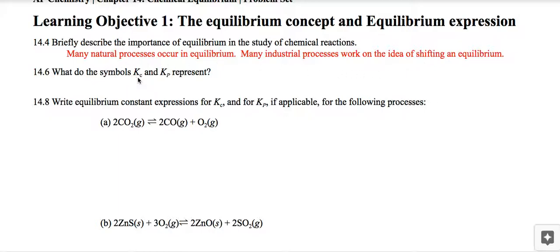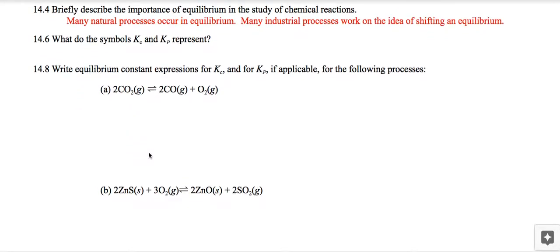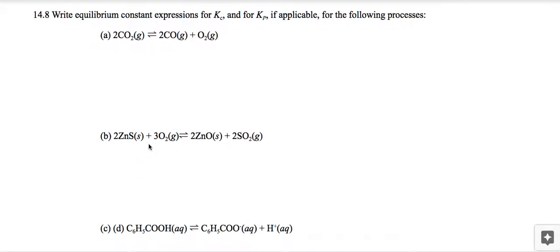For this one here, Kc is representative of an equilibrium constant with concentrations, and Kp is one with pressures. So if we go down to question number 8 here, we can see that we have our concentration and our pressure. So we're going to write both of these, and we have lots of practice here. I'm only going to do maybe 1 or 2 here. So we have all gases, but we can still write the equilibrium constant Kc.